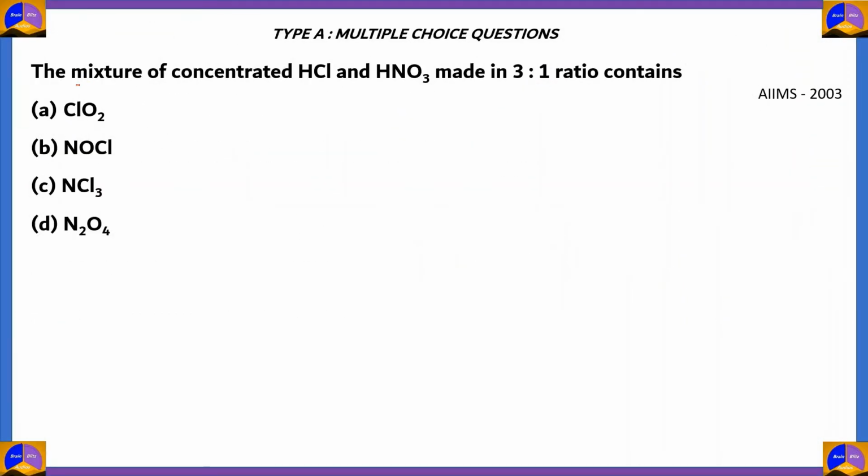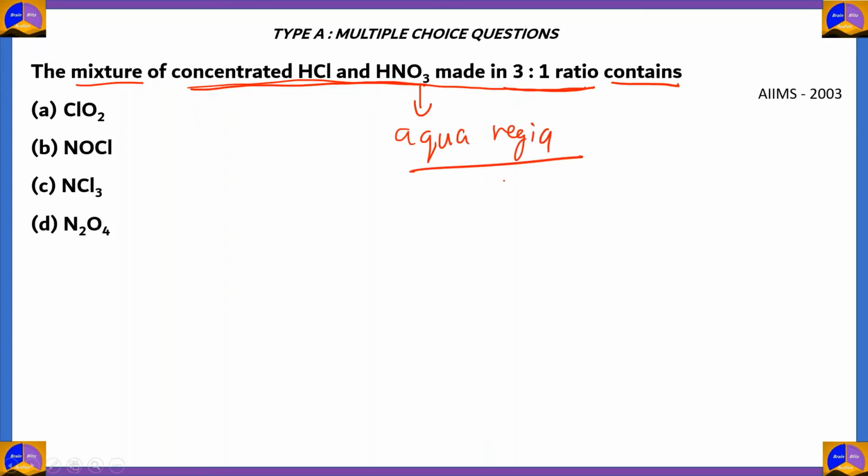Next question. The mixture of concentrated HCl and HNO3 made in a 3:1 ratio contains ClO2, NaCl, NCl3, and N2O4. Well, what is the mixture of concentrated HCl and HNO3 made in a 3:1 ratio? This is aqua regia. And the formation of aqua regia is given in this reaction. So 3 parts of HCl and 1 part of HNO3.